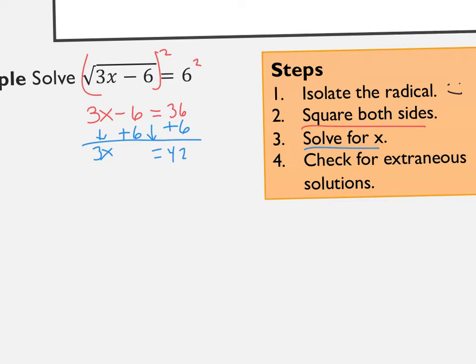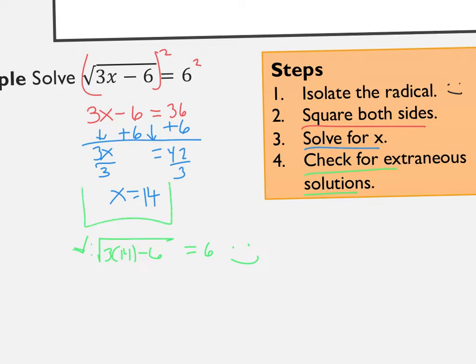Now to isolate the x, the opposite of multiply is divide. So we'll divide both sides by 3. And notice 3 goes into 42 14 times. Now, if we were to check for extraneous solutions, if we were to use a calculator and do 3 times 14 and then subtract 6, does that equal 6? Yes, it actually does. Yay.